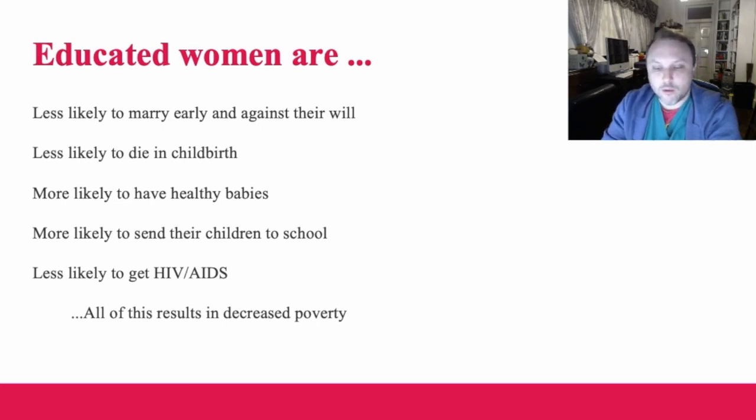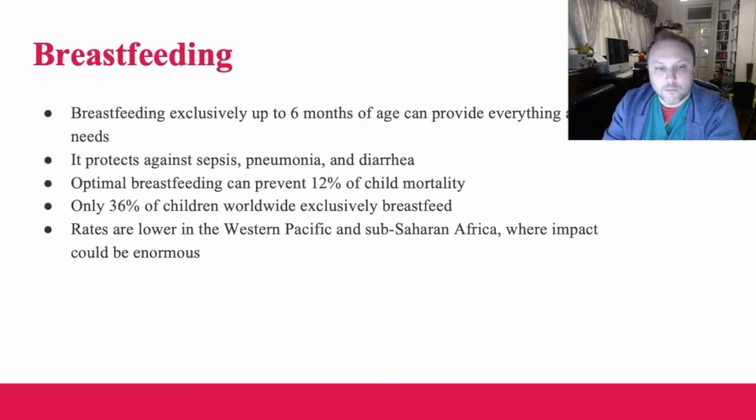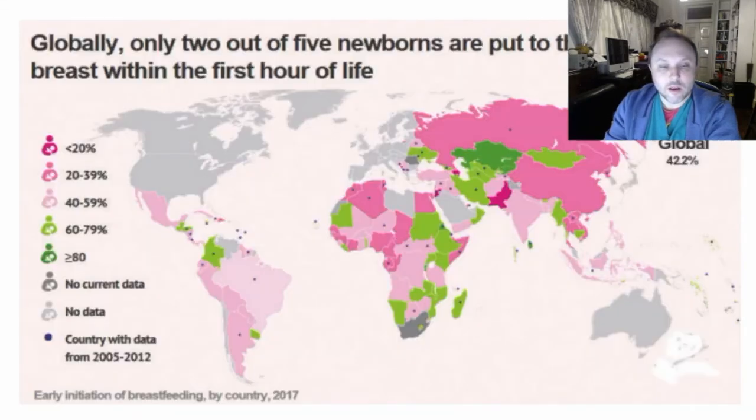I will mention breastfeeding. Breastfeeding exclusively up to 6 months of age provides all the nutrition and everything a child needs. And because it's clean, not contaminated water mixed with porridge, it protects against sepsis, pneumonia, and diarrhea. We believe that optimal breastfeeding, meaning exclusive breastfeeding for at least 6 months, can prevent 12% of child mortality. Only 36% of children worldwide are exclusively breastfed for 6 months, and the rates are lower in the Western Pacific and Sub-Saharan Africa, where the impact, particularly related to diarrheal diseases, could be tremendous.